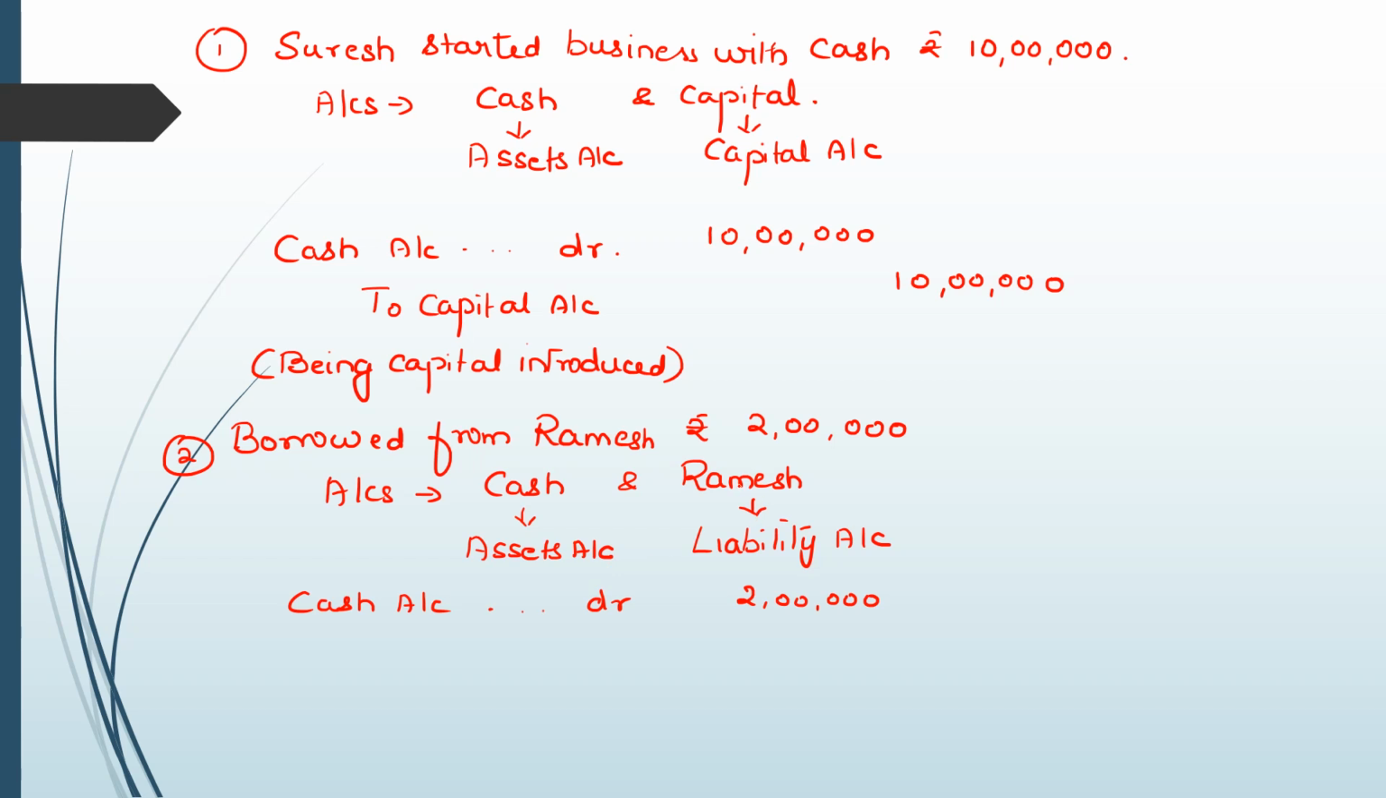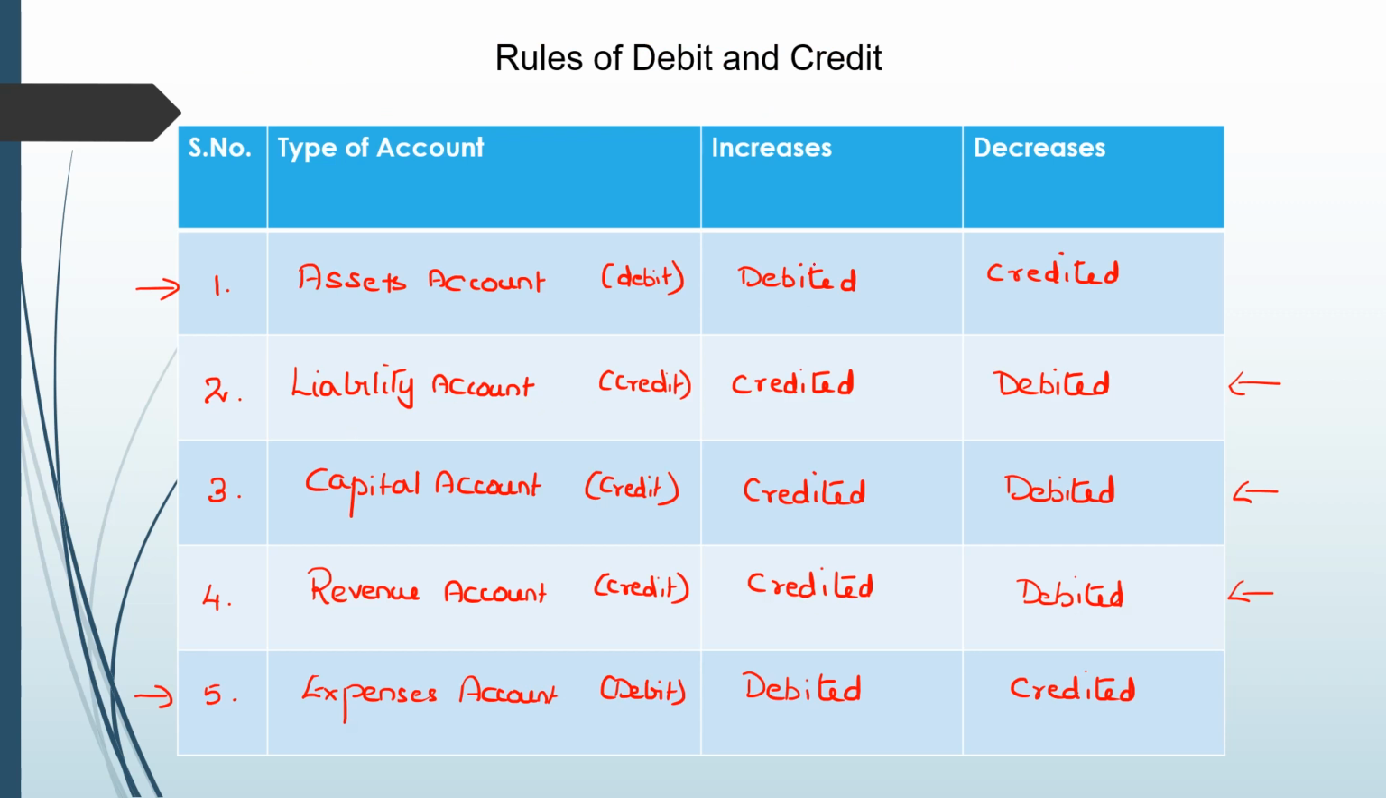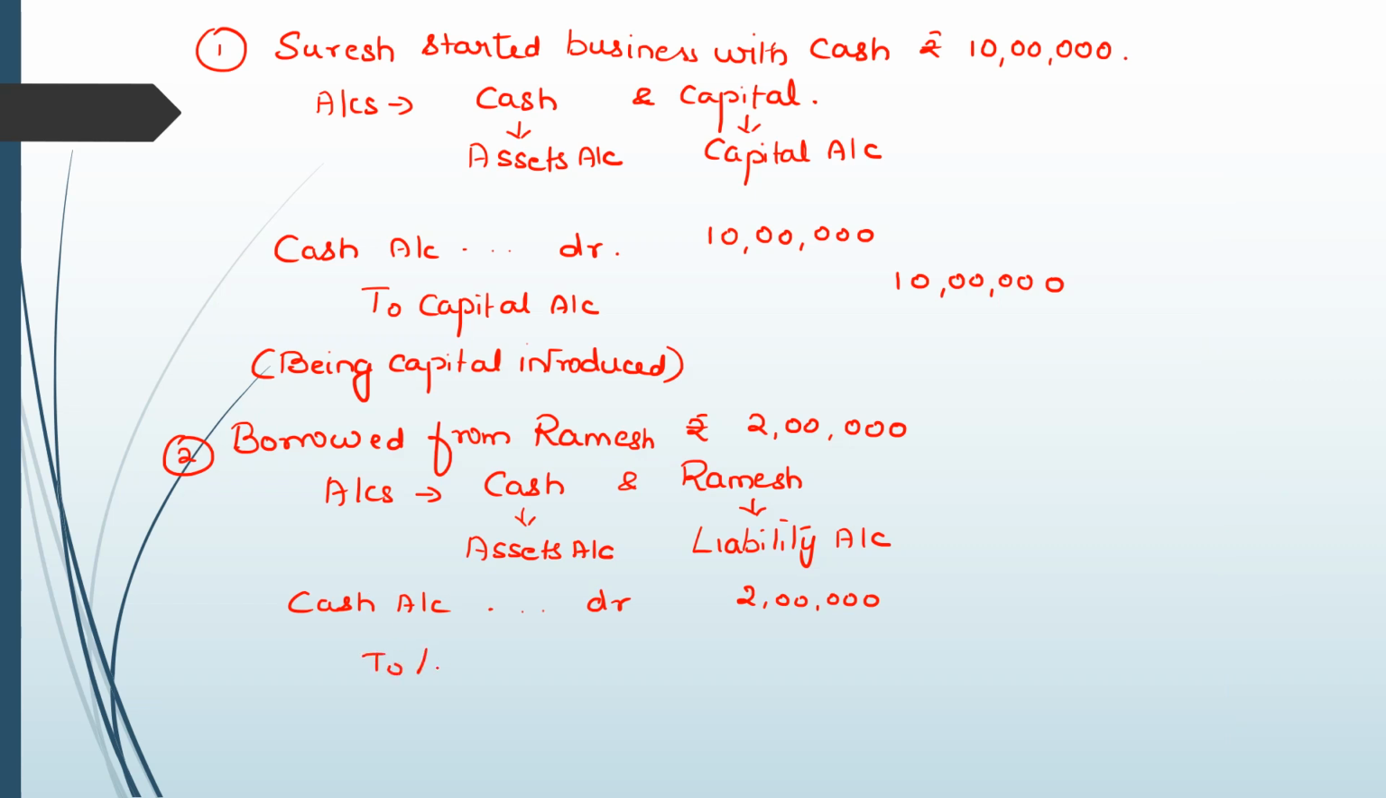And the second account is Ramesh account, which is a liability account. Here money has been borrowed and therefore it is repayable to him. So liability is increasing here. So liability, when it increases, it is to be credited. So here we would have to credit loan from Ramesh account 2 lakh rupees. Being amount borrowed from Ramesh. So this is how we pass the journal entry and use the rules of debit and credit. Now let us go to the third example.